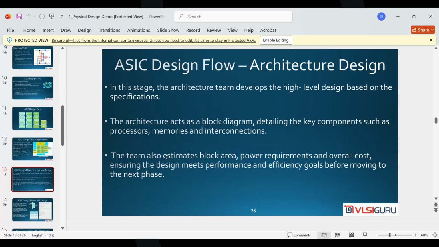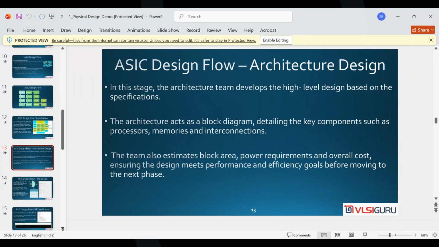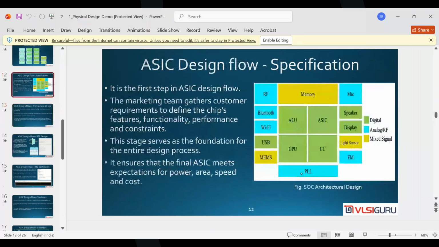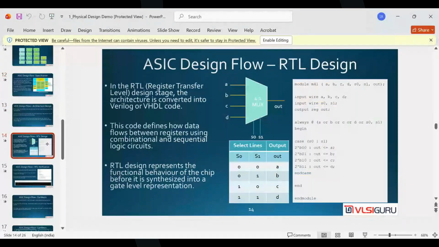It is not the actual circuit. What all blocks are required. Once blocks are decided, I need one ALU, one display module, one memory. Now each subsystem needs to be designed using Verilog code, which is called RTL designing.